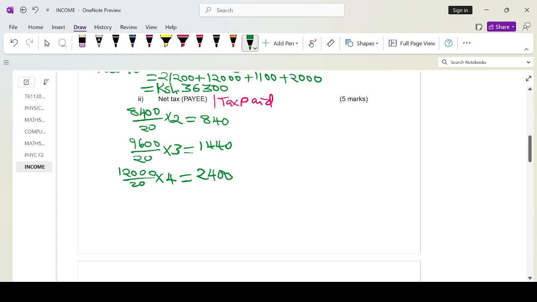Remember these values on our right hand side. Maybe let me just indicate using a different pen. These values here are our taxable incomes. This is our tax.